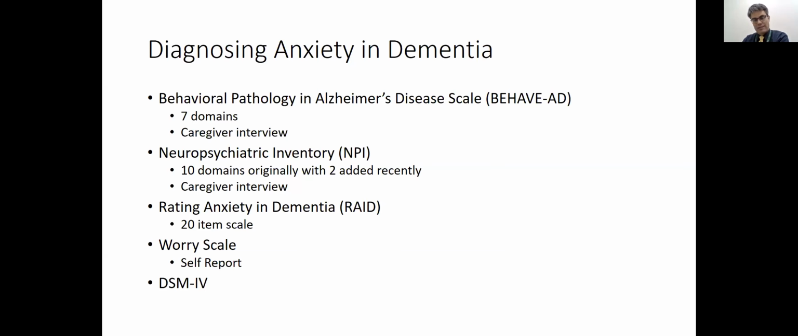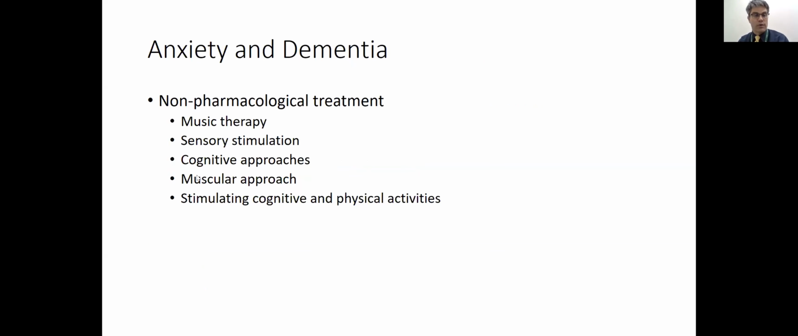The Rating Anxiety in Dementia, or RAID, is a 20-item scale that I've also seen used to help understand anxiety in dementia, so maybe something that would be helpful. The Worry Scale is self-reported, so this is something you can try yourself. And then, of course, using the DSM-4 criteria is always helpful.